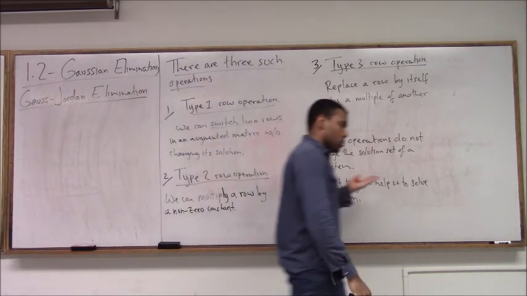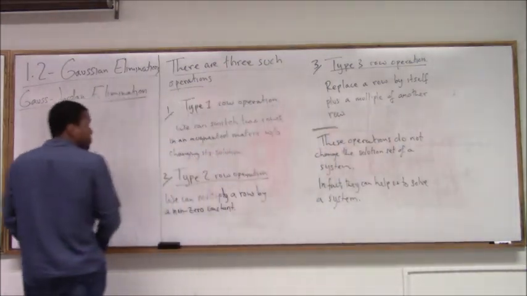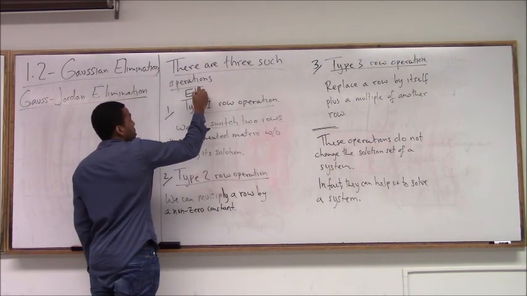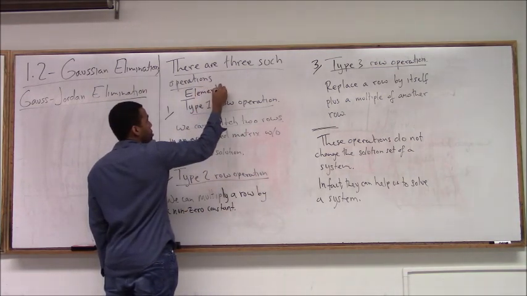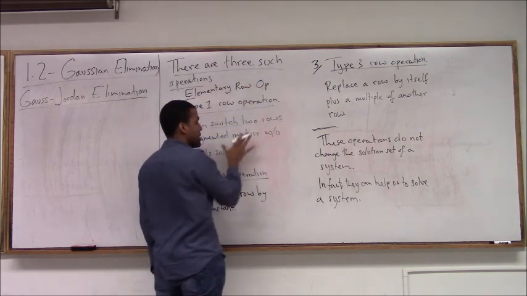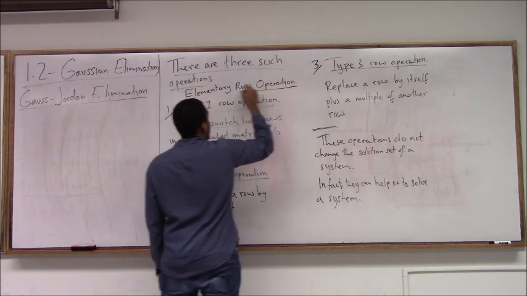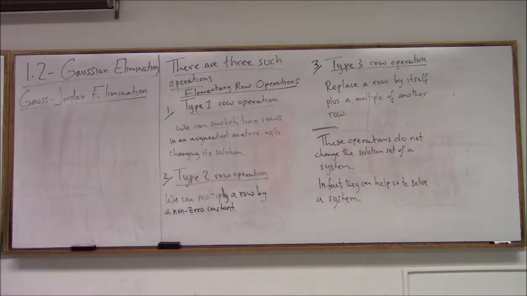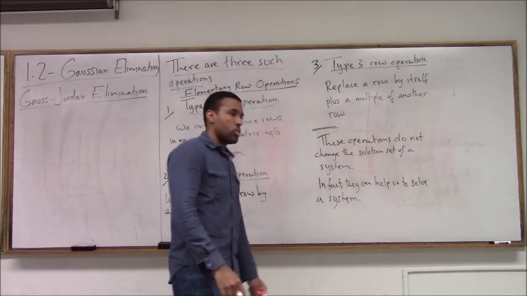So we ended the last section with the fact that we can actually use elementary row operations. By the way, I should probably label that. These three things that we can do together are called elementary row operations. So if you ever hear me mention elementary row operation, it means I'm talking about one of these three things. There are three things that we can do on a matrix that, if that matrix represents a system of equations, will not change the solution to the system of equations.